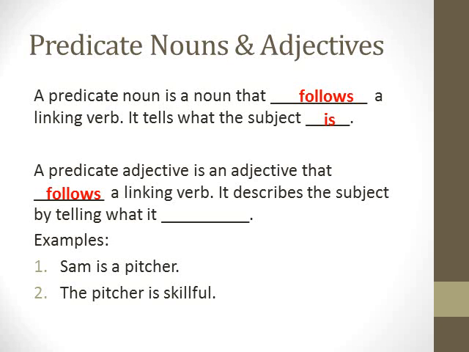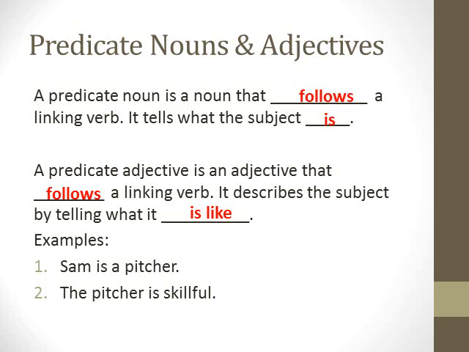Likewise, a predicate adjective is an adjective that follows a linking verb. It describes the subject by telling what it is like. Okay, so again, a predicate adjective is going to be an adjective, which is usually used to modify or describe a noun or pronoun. Okay, so it's a describer. The adjectives would be like yellow, tall, thin, exciting, miserable, any type of word that would describe or modify another noun in the sentence. Likewise, it's also going to be located in the predicate part of the sentence.